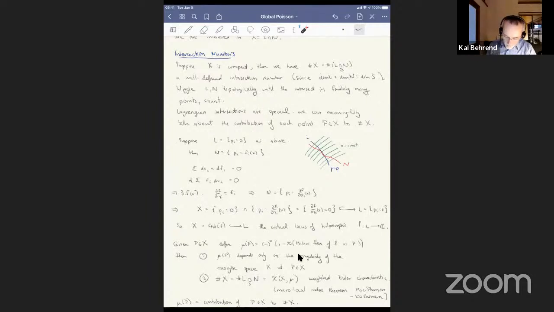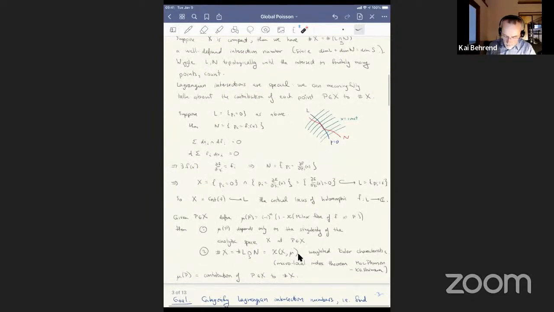And that's due, in the end, to the microlocal index theorem, which is due to MacPherson and Kashiwara. It's some kind of generalization of the Gauss-Bonnet theorem to singular spaces. So this mu of P is what I call the contribution of the point to this count.